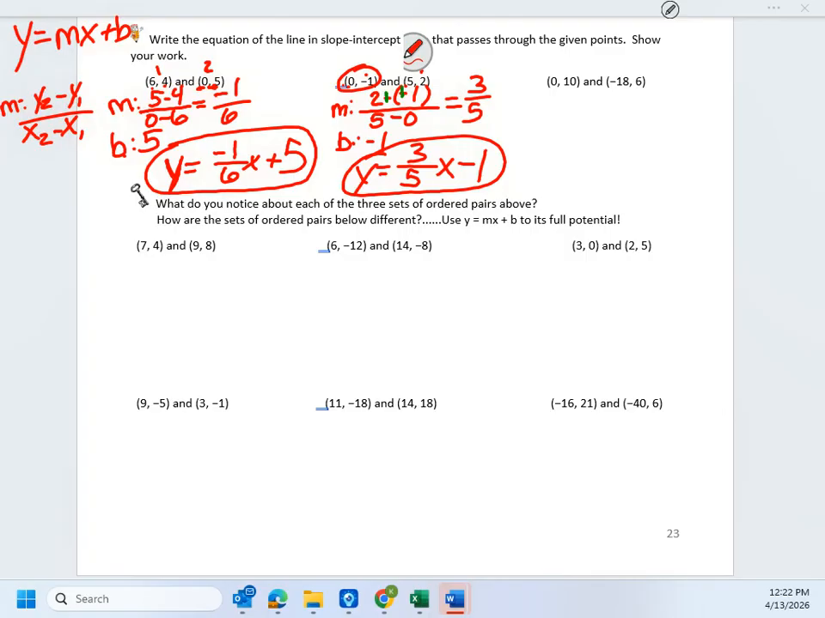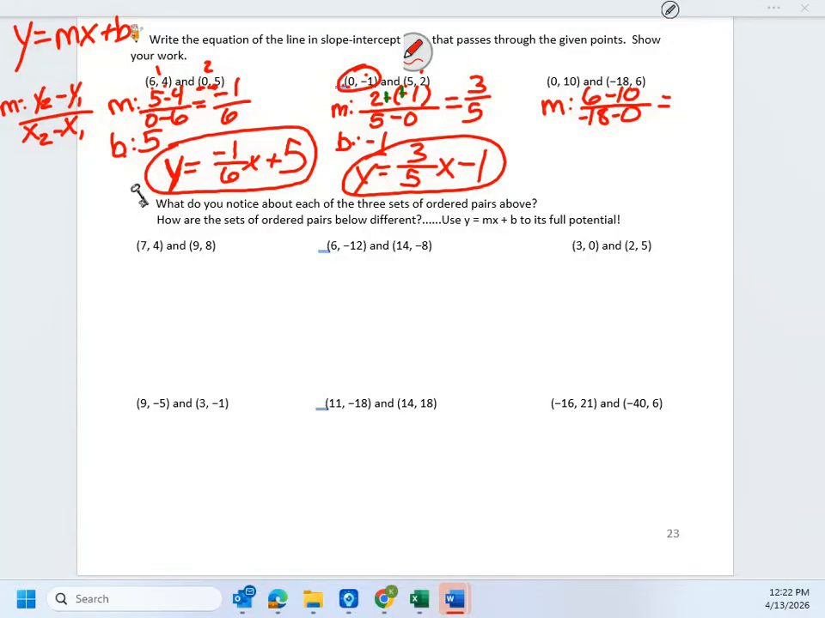Let's look at our next one. Who can tell me the equation? AJ, you're working hard over there. Can you tell me what the slope equation would be? 6 minus 10 over negative 18 minus 0. So what does that equal?